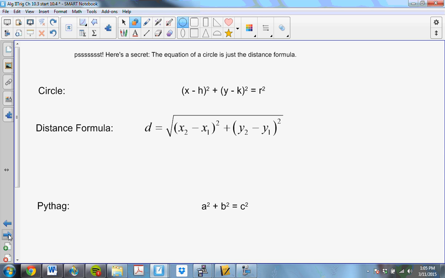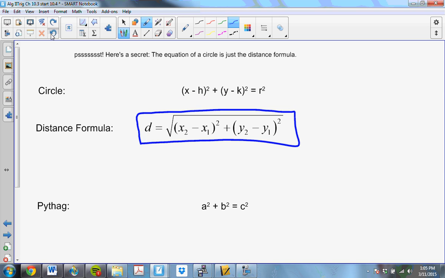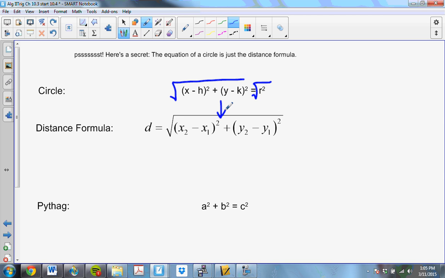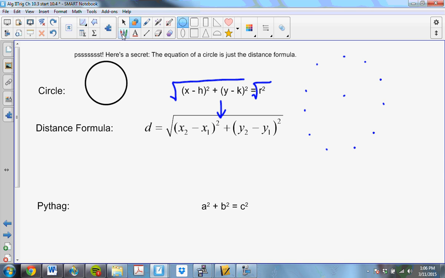Here's a big secret. The equation of a circle is really just the distance formula. I mean, here's the distance formula right here. And if I were to take my circle equation and square root both sides, this just turns into this. Which makes perfect sense because what a circle is doing is taking all the points that are the same distance from a given point. So this is just every possible point that has this distance from the point (h, k).